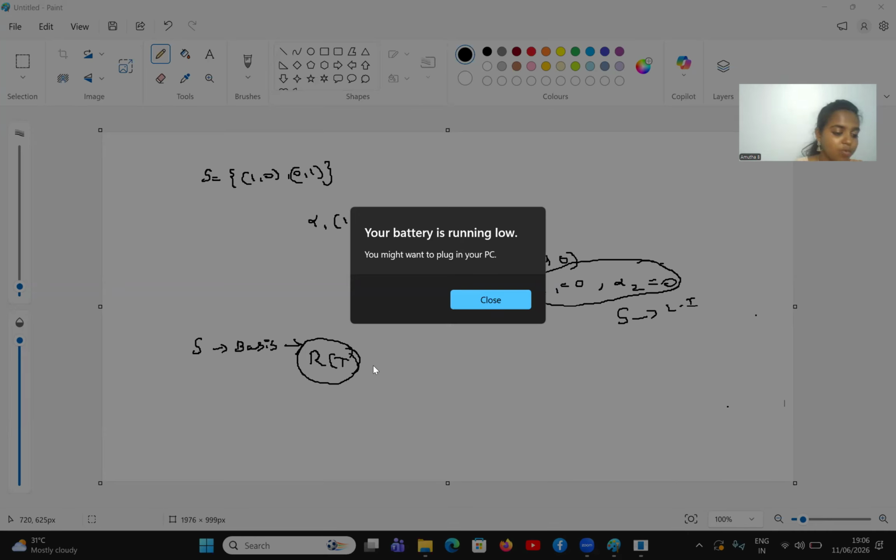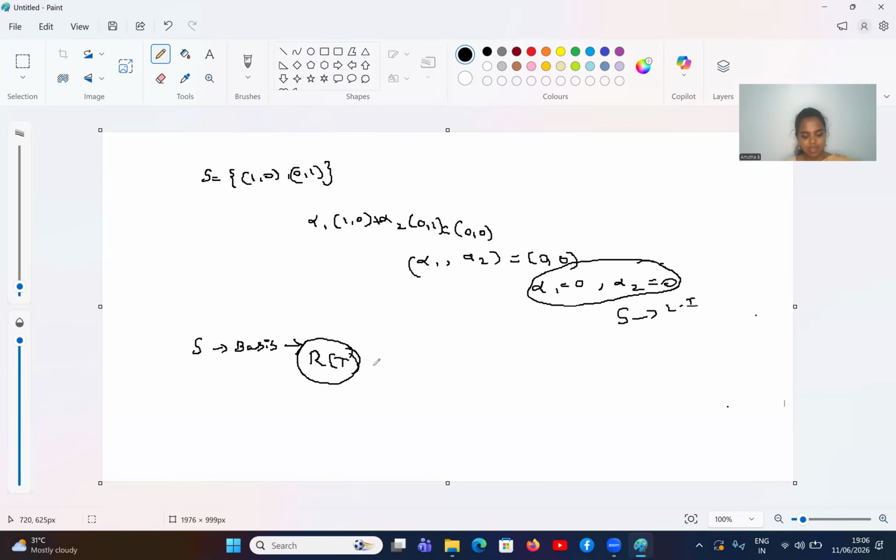The dimension of R of T is nothing but the number of elements in a basis. A basis of R of T is now (1, 0), (0, 1), so two elements are there. So the cardinality of S is 2, and the dimension of R of T is 2. Now I hope you all understood this concept of range space and how to find the dimension of the range space. So thank you.